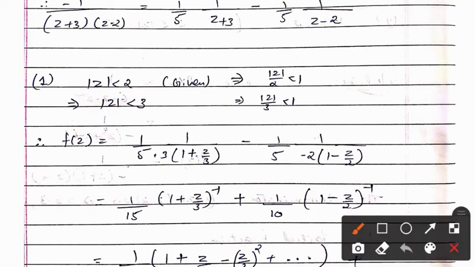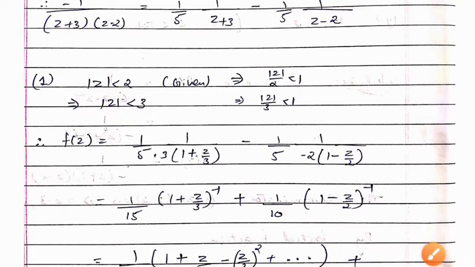Okay. Now we also want this same for 3. If any number is less than 2, then it is obvious that that particular number will be less than 3. So we can write mod z less than 3. Again, if I want this less than 1, I have to take this 3 to the denominator of mod z. So I can write this as mod z by 3 less than 1.